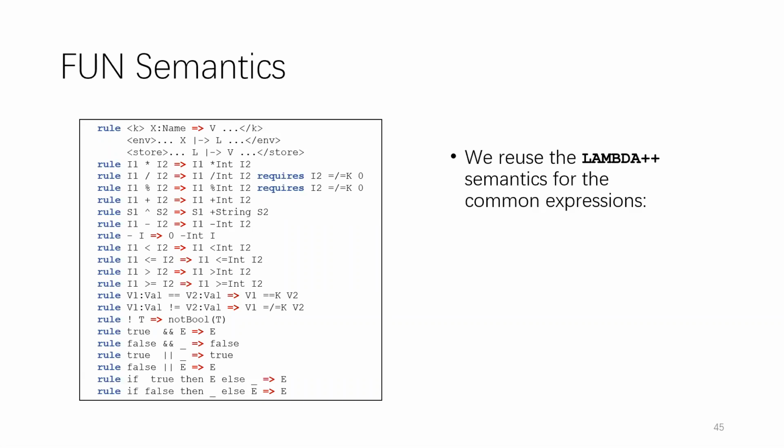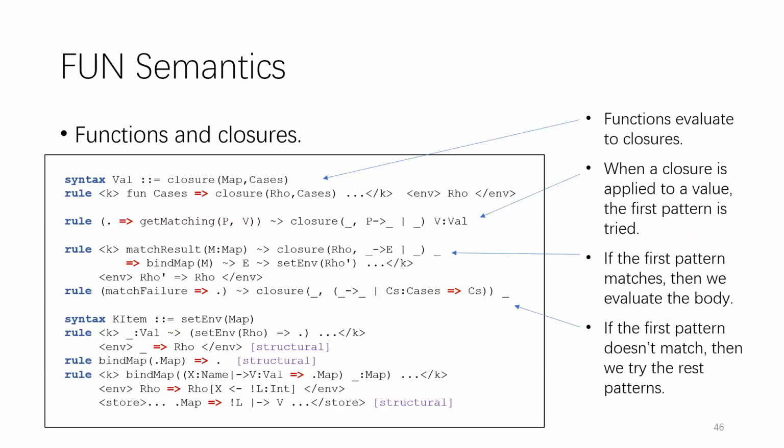Okay, so let's start with the semantics. So some simple ones here. For arithmetic operations and Boolean operations and all that, none of them need to change, since they are both from Lambda plus plus. Functions and closures are almost the same, but this time functions are defined using cases. So we need a pattern matching here.